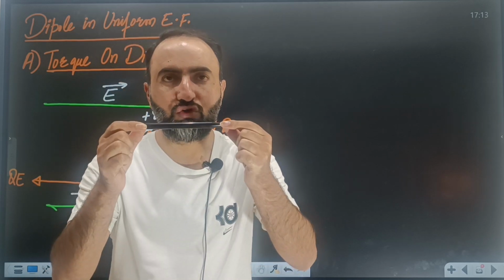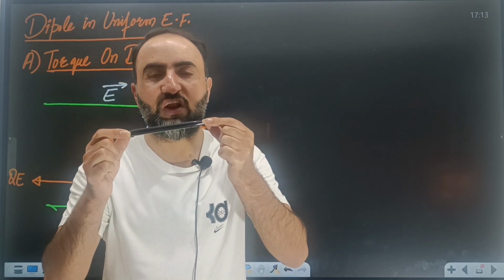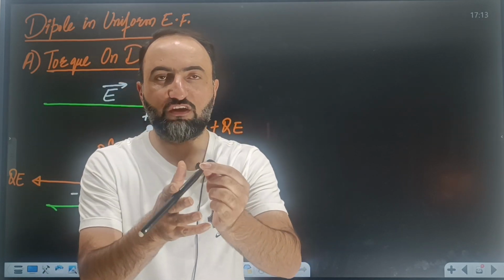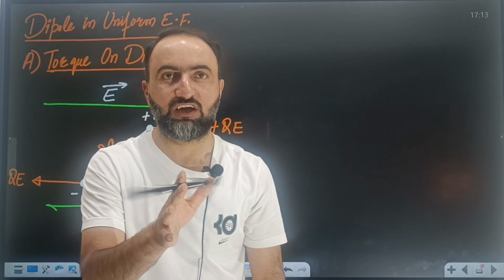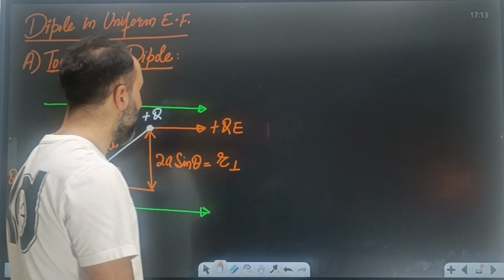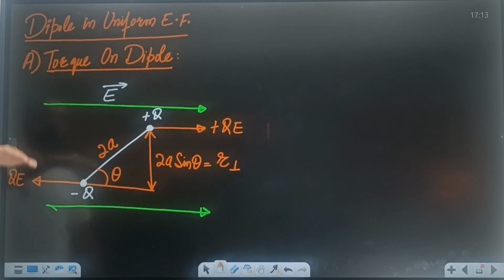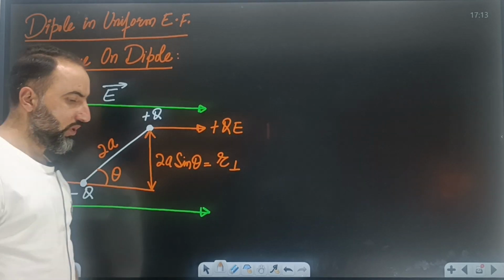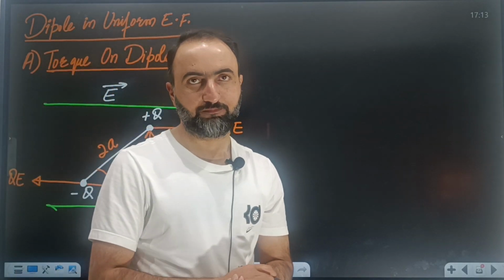Okay, so in doing so, what will happen to the dipole is that it will execute simple harmonic motion. This is what's going to happen to the dipole like this. It will execute simple harmonic motion. Okay, so first and foremost what we are going to do is that we have to calculate what will be the torque on the dipole.